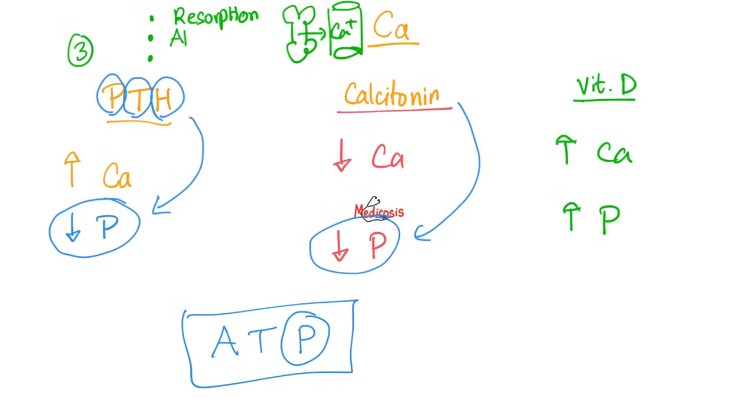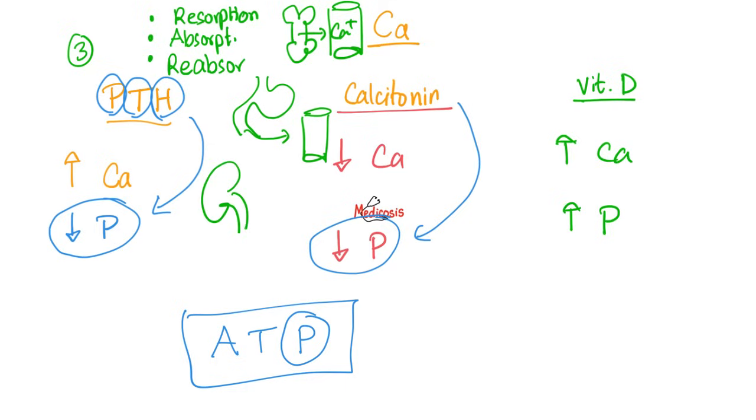Next, we have absorption. What does that mean? Absorption means in the gut. So here's the gut, and I'm going to absorb the calcium to the blood, which will raise the serum calcium. Third, we have reabsorption. Reabsorption takes place in the kidneys. The kidneys are going to reabsorb the calcium back into the bloodstream, which will raise the serum calcium. All of this is physiology.